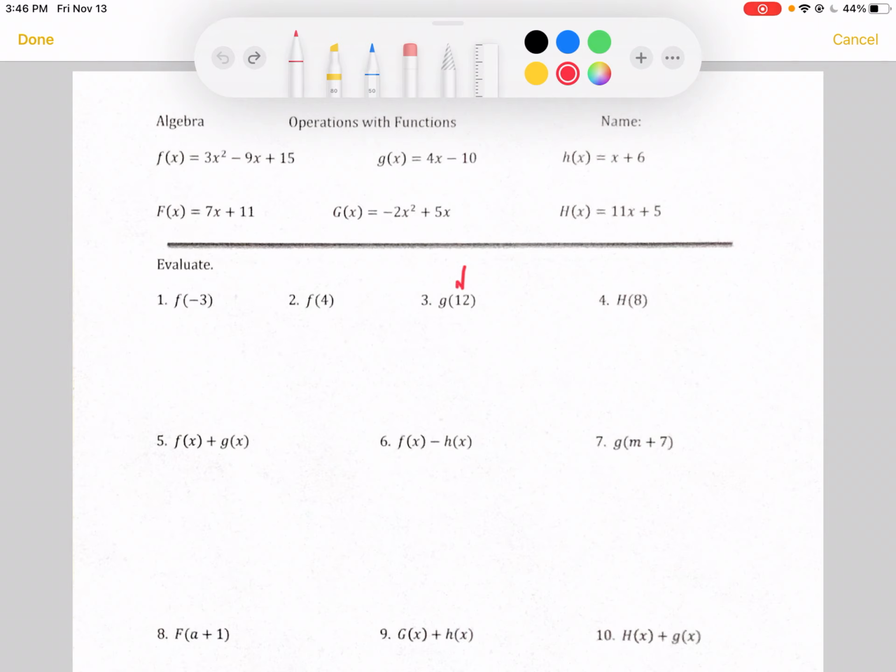So we have g of 12, and we're going to plug that into, notice this is lowercase g, so that's going to plug in right there. So if I have 4x minus 10, I'm going to plug 12 in instead of x. And so then I have 4 times 12, which is 48, minus 10, which makes 38. And that's the answer that you type into Schoology and submit.